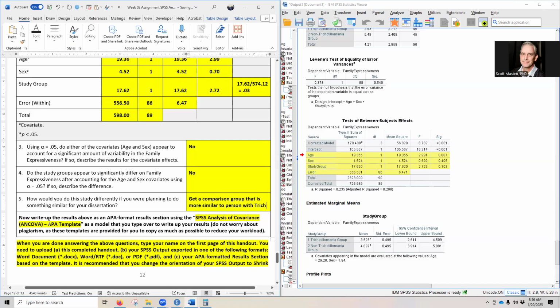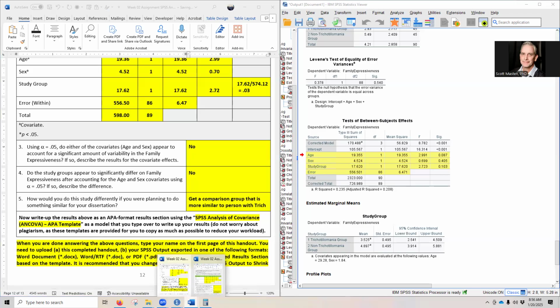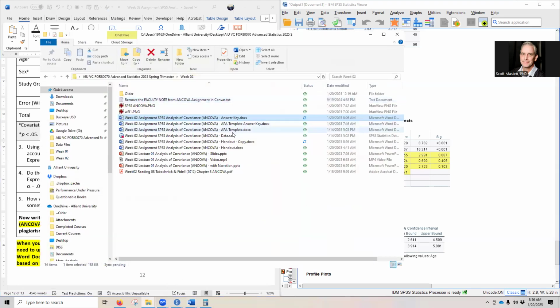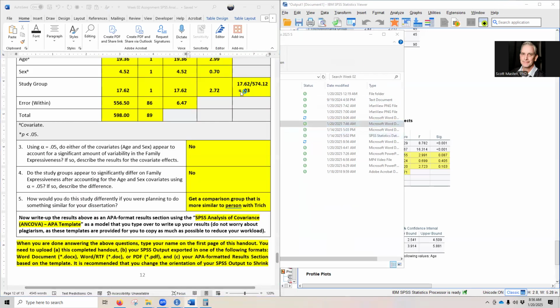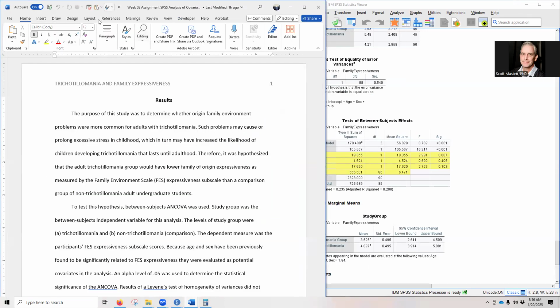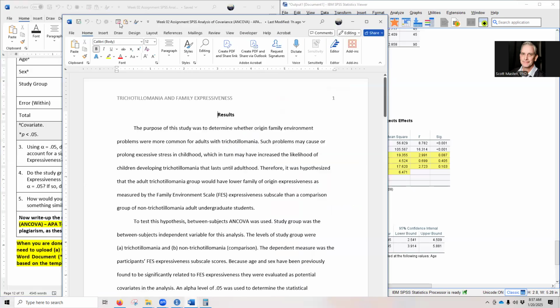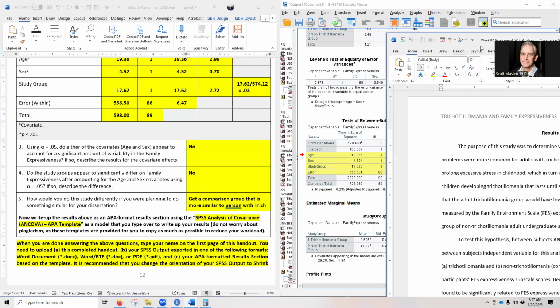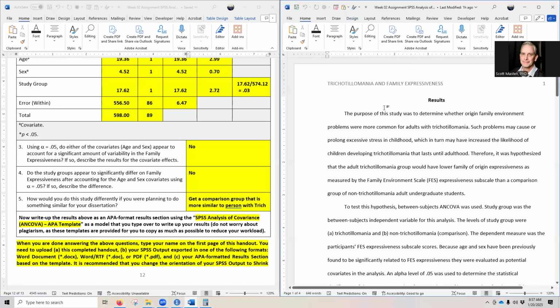So last step is to go ahead and write this up using the template that's provided, which of course I don't have up, but I'm happy to bring up for you. Go ahead and write that up, APA template, just to give you a heads up on some of the stuff that's in here.